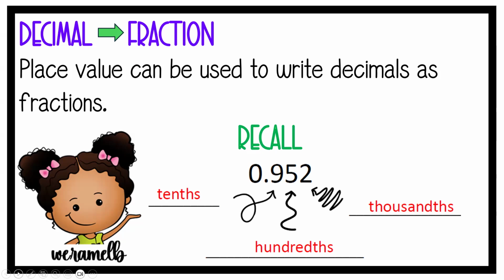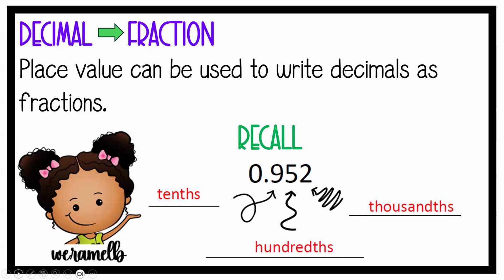What about if I'm given a decimal number and I am asked to change it into a fraction? How do I do that? We are going to focus on terminating decimals like 0.952. If you know your place value, it is going to be helpful in changing a terminating decimal into a fraction, because it will tell you how you write the fraction.